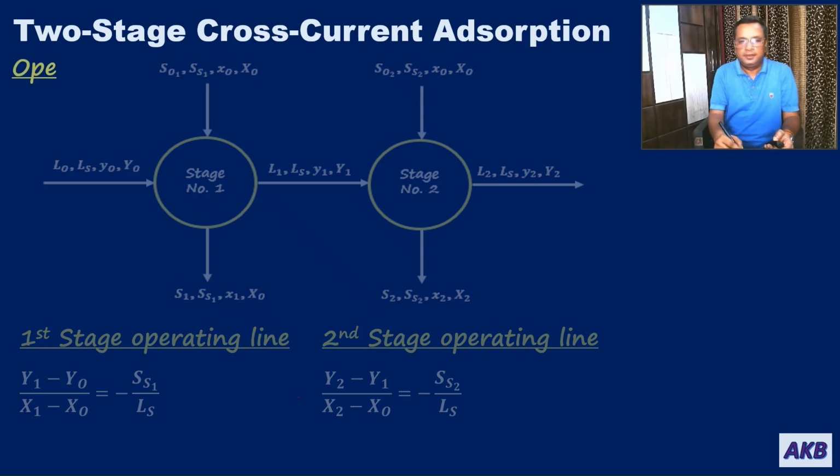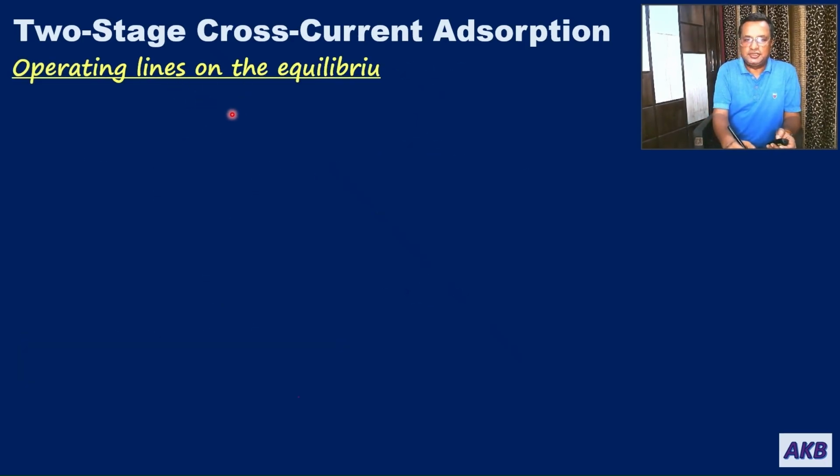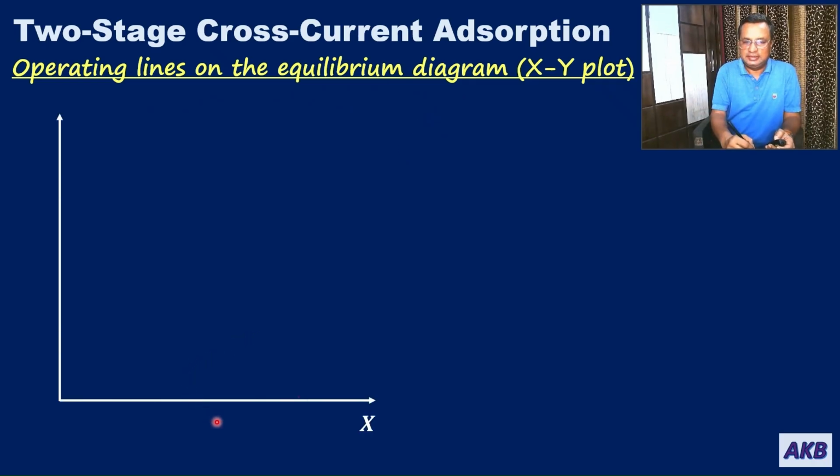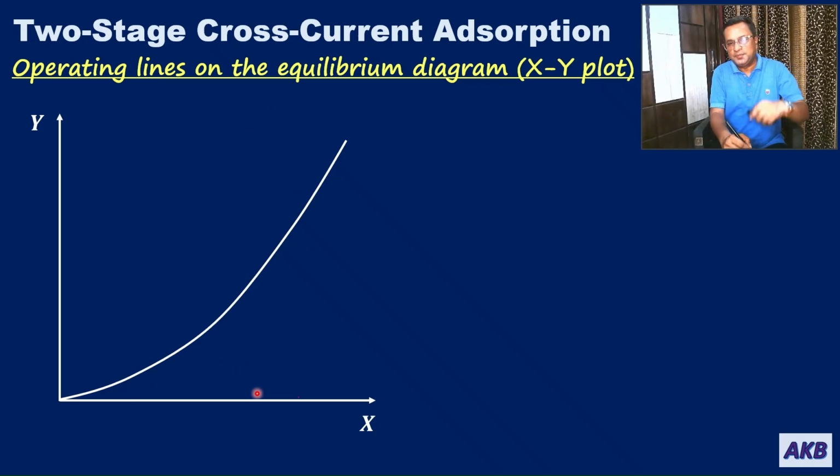Let us continue. Now, how the operating lines are plotted on the equilibrium diagram, let us understand. You have the equilibrium data, that is various values of x that are in equilibrium with various values of y. If you plot those values, you are going to get an equilibrium curve. And then on this diagram, which is the equilibrium diagram, you can plot those operating lines. I have discussed it in detail in my video lecture on multi-stage cross-current operation.